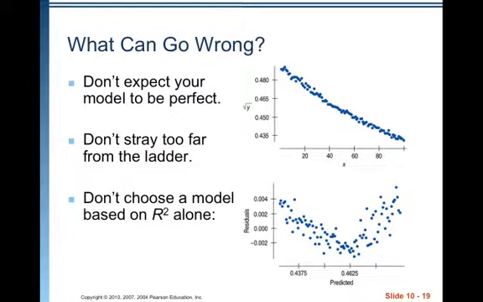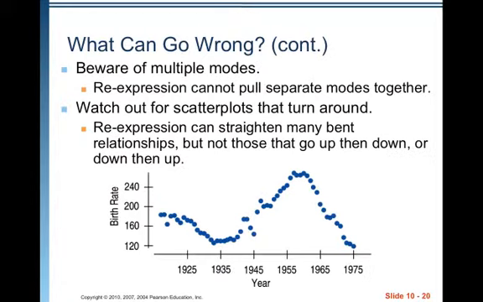Don't choose a model based on r squared alone. If we're talking about r and r squared, we are stating that we've already looked at the scatter plot, and what we have is a linear relationship. So you want to make sure you're looking at scatter plots when you're choosing your models. Beware of multiple modes. So when you're looking at one variable at a time, multiple modes, 2 or more peaks, we can't necessarily do a re-expression that is going to pull those several modes together to give you a nice bell-shaped symmetric distribution.